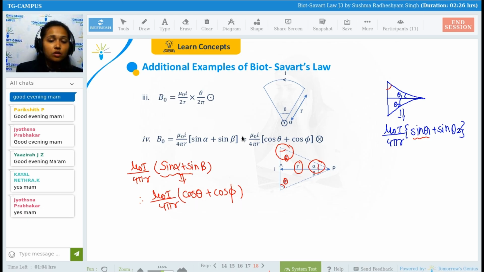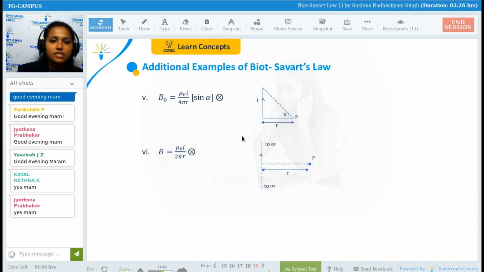Clear this? If you have the angle at your unknown point, that means at point P, use the sine factor. But if you don't know the angle at your unknown place and you know the angle at your corner point, use the cos factor. This is the formula. This is also the same manner. If we know this angle, we consider the sine formula. Instead of two terms, we just write sine alpha. Clear this? And the last one is the semi-infinite wire.